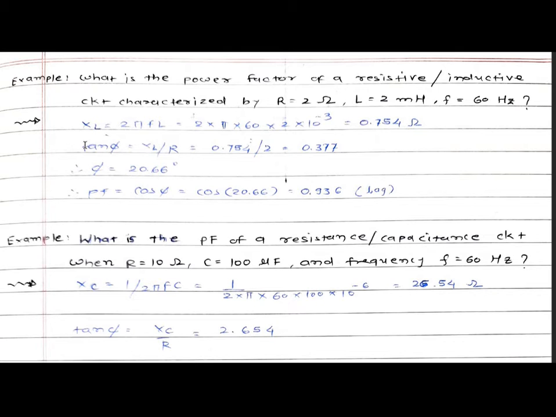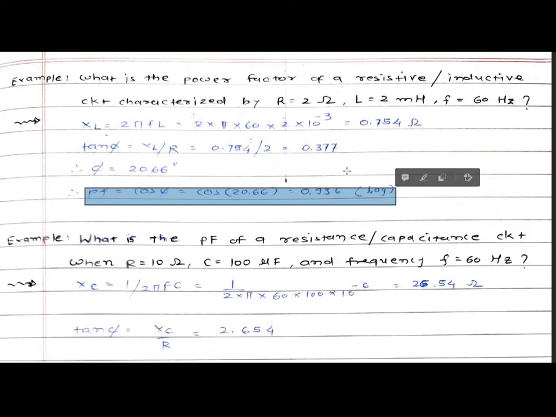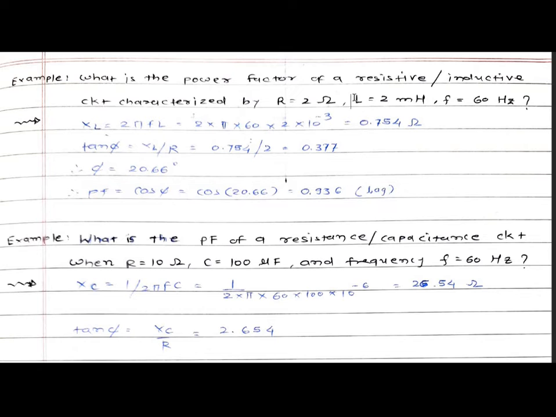From that power factor angle, we can calculate the power factor: power factor is equal to cos phi. So cos 20.66 is equal to 0.936 lagging. This is lagging because here inductance is given. Suppose a capacitor is there, then this value is leading.